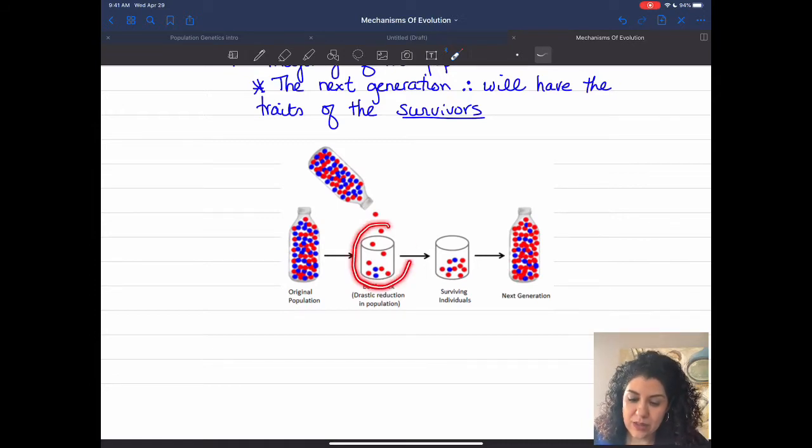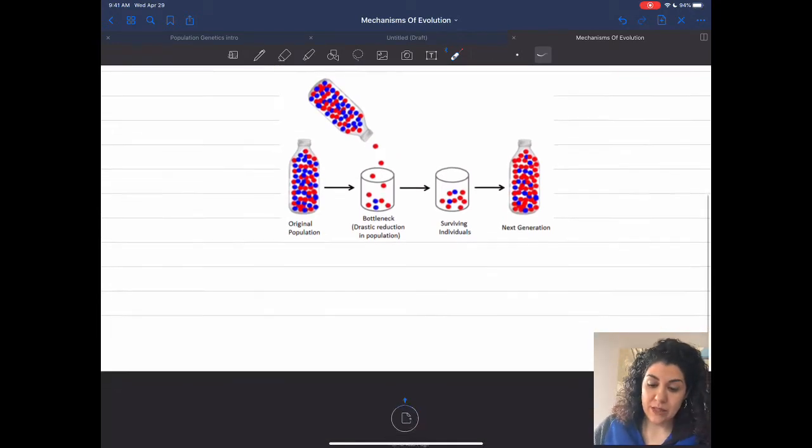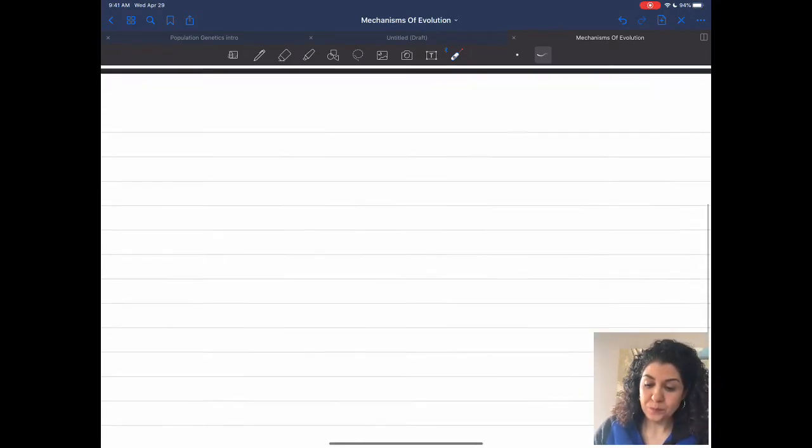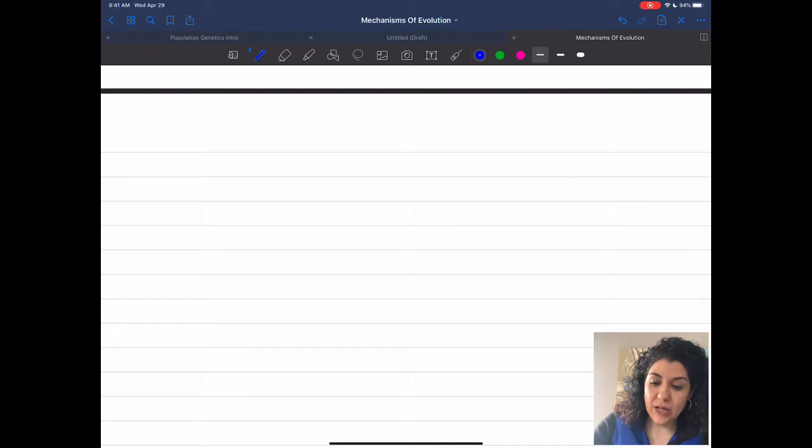And so now we see, these are the survivors. So then now the next generation, as you can see, because we had a disproportionate amount of red versus blue in our survivors, you can see that the next generation picks up those traits, and so it's going to be made majority of the red beads and very few of the blue beads. Okay, so that's the bottleneck effect. The next kind of genetic drift is similar to that, but this is called the founder effect.